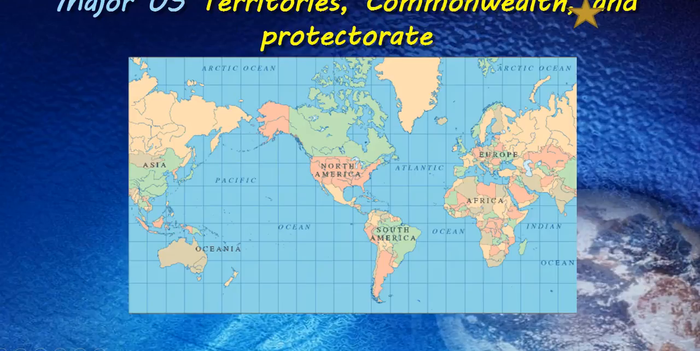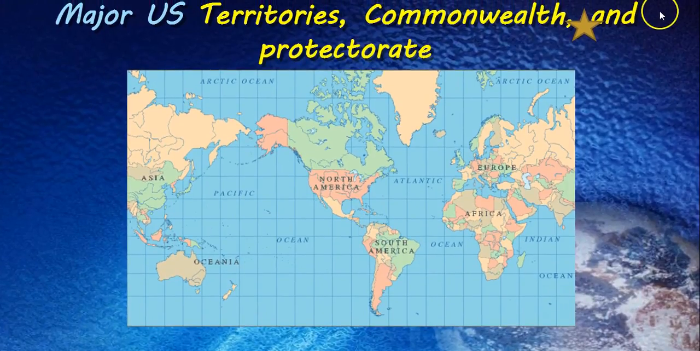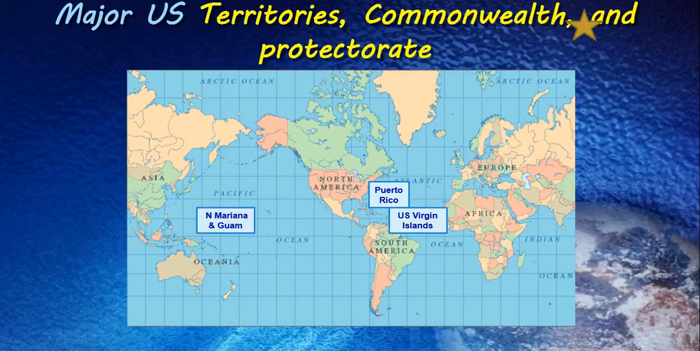That's pretty cool. Now, we have U.S. major territories that you're going to see. So the first one is Puerto Rico. Next one, we have the U.S. Virgin Islands. We have the Northern Mariana Islands and Guam, then American Samoa. These are all territories that we own and we protect.